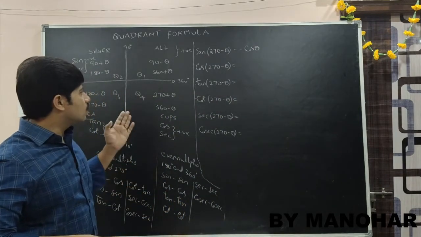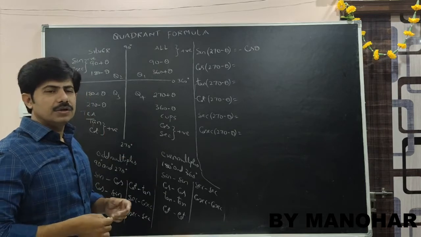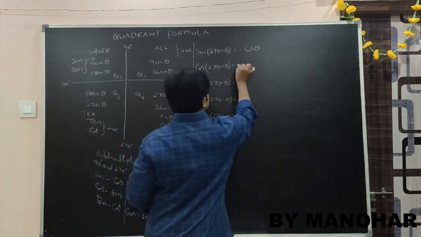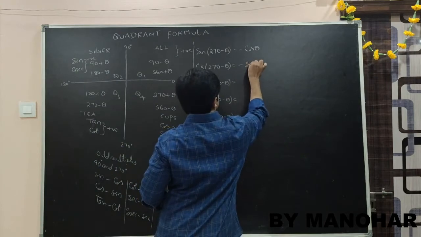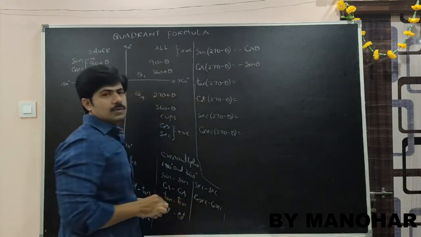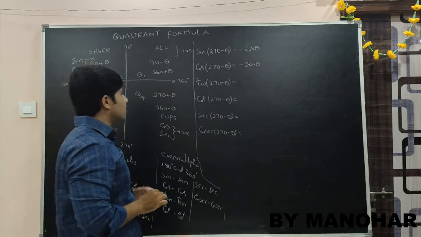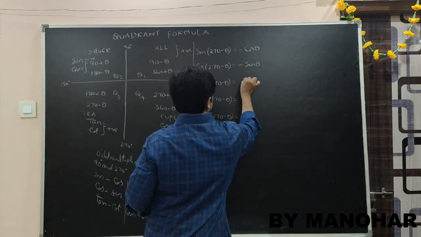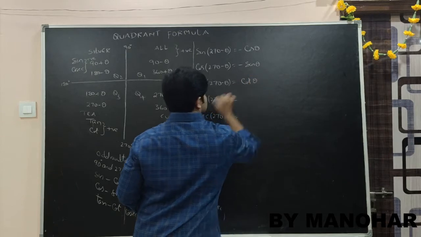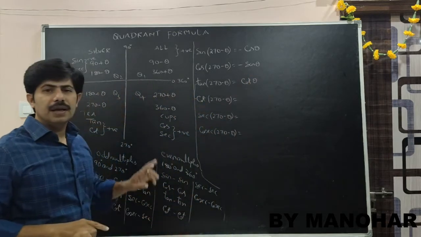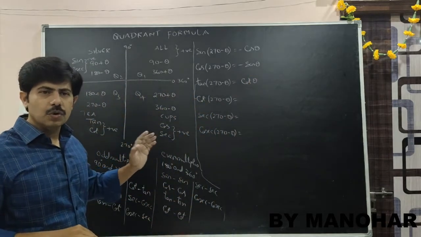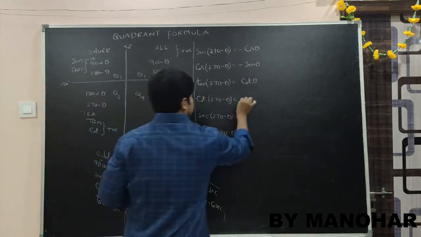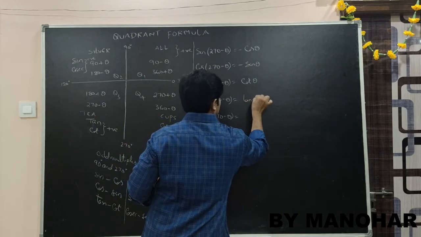Next, cos of 270 minus theta: 270 minus theta is in the third quadrant. In the third quadrant, cos is negative. As it is an odd multiple, cos changes to sine. Next is tan of 270 minus theta. 270 minus theta lies in the third quadrant, where tan is positive. As it is an odd multiple, tan changes to cot. Next, cot of 270 minus theta is nothing but tan theta. Tan and cot are positive.